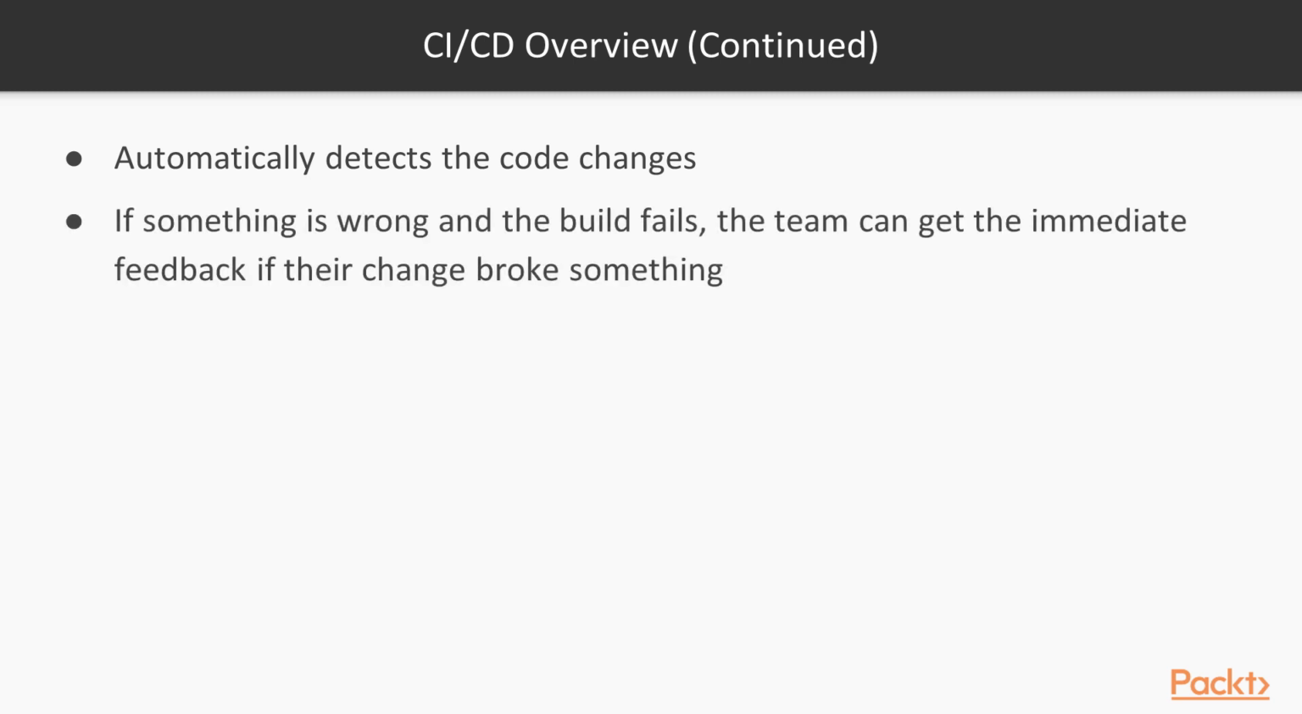If something goes wrong and the build fails, the team can get immediate feedback if their change broke something. This could take the form of automated emails that are sent out to the teams from the CI server. The CI server can also integrate with Slack to post messages from the CI server. There are many different ways to provide immediate feedback to the team so they can address problems quickly.